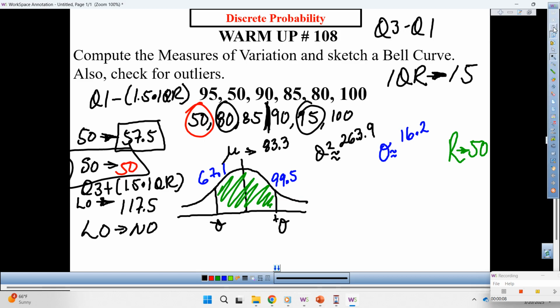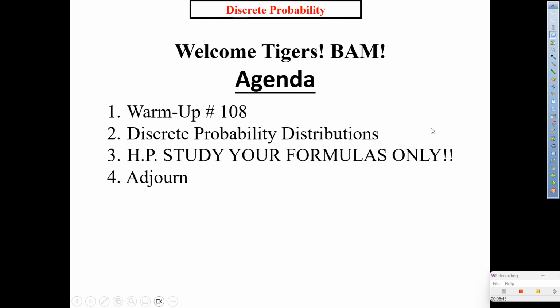All right. Pretty good. Copy the agenda, please. Warm up 108. Discrete probability distribution. And tonight, I even capitalized it, study your formulas only. Now, every week for the past, I want to say a couple months, I've been giving you guys at least 2 days to study. At least. And plus all the weekends that you guys have free. Woo. Let's go.